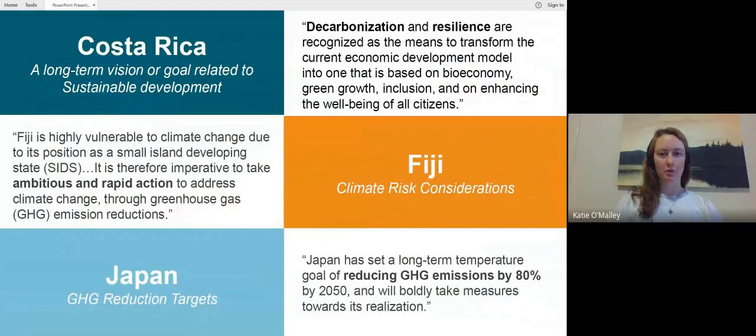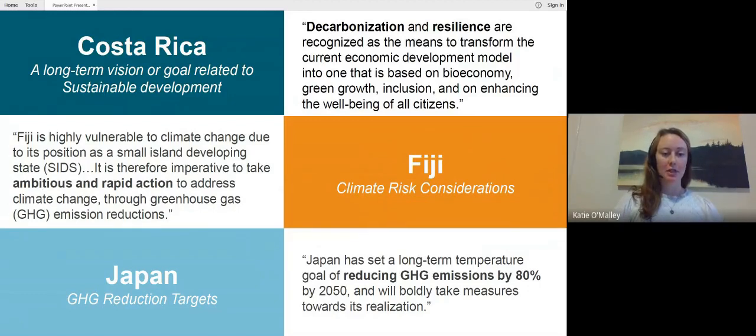Great, so jumping into a few specific examples here, we can see some of the focus areas and the range of countries who have submitted their LTS. Costa Rica submitted their LTS to the UNFCCC in December of 2019, and they have a long-term vision and goal related to sustainable development with a strong focus on resilience through their 10 decarbonization action goals. The Costa Rica LTS is located in the resources folder on our shared Google Drive in case any of you would like to access that more easily, so we can send that link out.